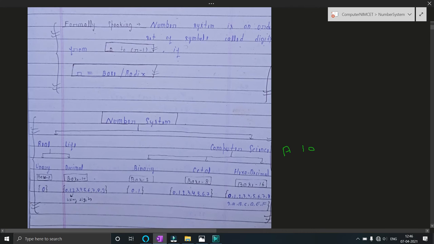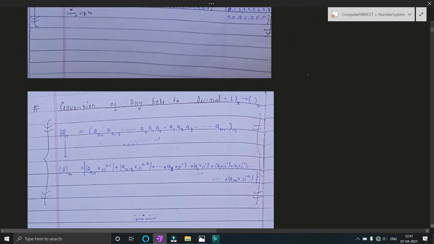So let's have a look at what a base is. Base or radix, both are the same thing. Formally speaking, a number system is an ordered set of symbols called digits, from 0 to r minus 1, where r is the base or radix. That means if the base is 2, then digits 0 and 1 are used. If the base is 8, then digits 0 to 7 are used. So I think things will be very clear.